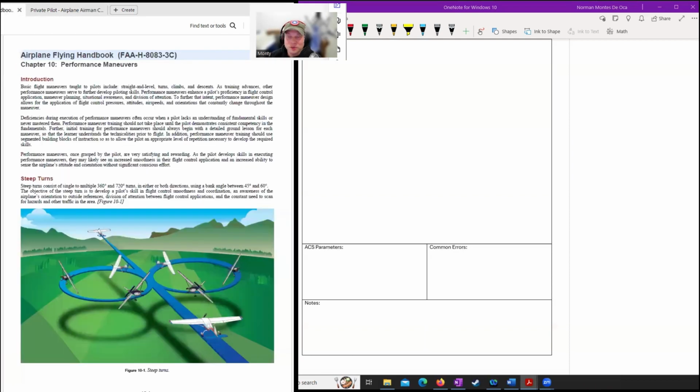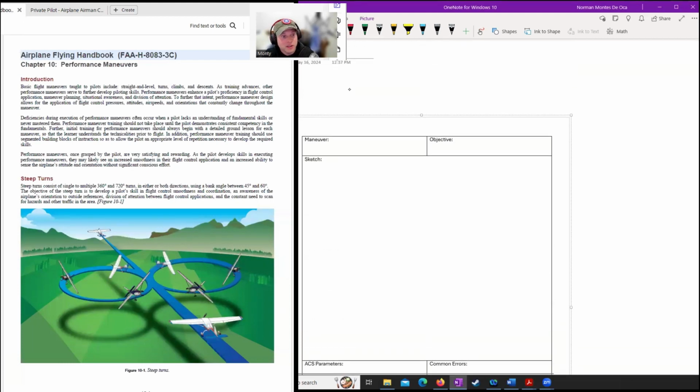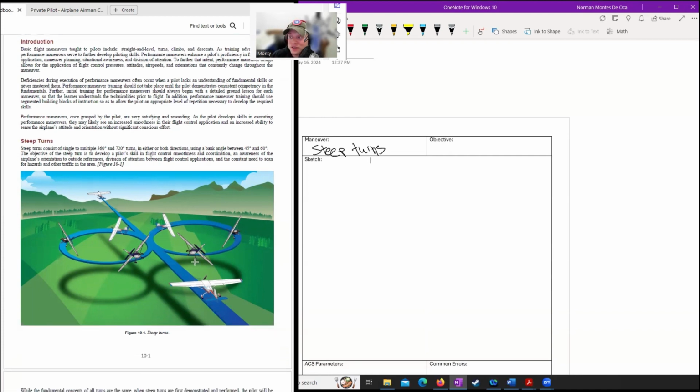So let's start with the name of the maneuver. Come up here, draw. I'm going to say steep turns. Too easy, right? Look at that handwriting. Now, looking at the Airplane Flying Handbook, it says the objective of the steep turn is to develop a pilot's skill in flight control smoothness and coordination, an awareness of the airplane's orientation to outside references, division of attention between flight control applications, and the constant need to scan for hazards and other traffic in the area. Figure 10-1. So this is what I want you to draw.